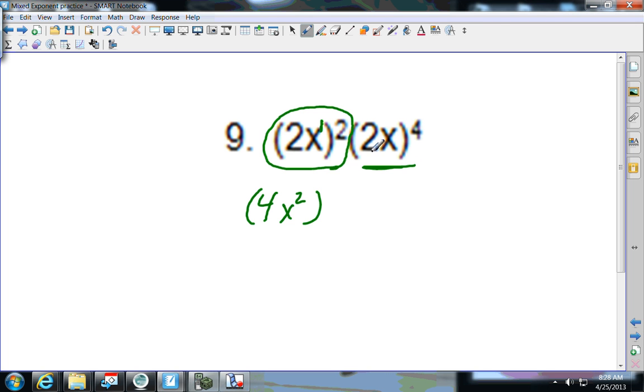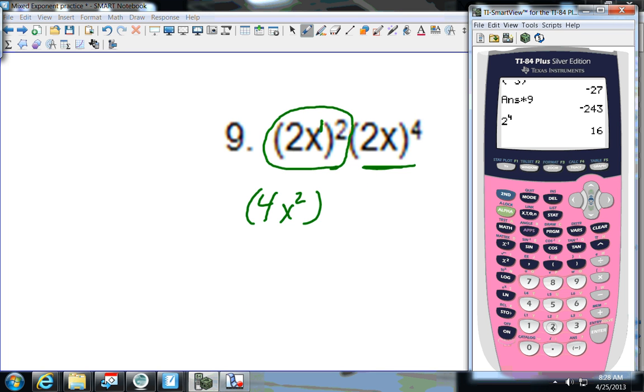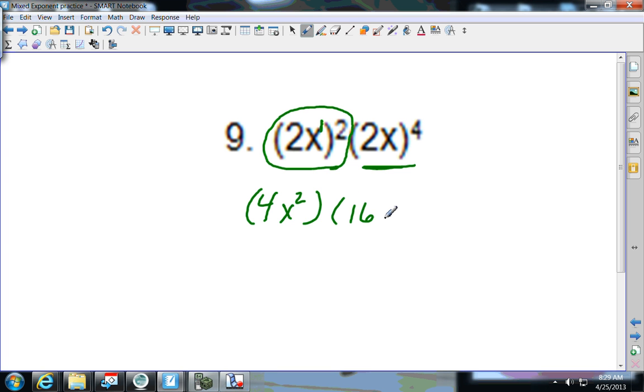2 to the 4th power. So I'll go in the calculator and put in there 2, caret 4. The biggest mistake is people tell me it's 8. That's not it. It's 16 because it's 2 times 2 times 2 times 2. So it's 16 x to the 4th. Now multiply 4 and 16. You get 64. And you'll add the exponents. x to the 6th. This is your answer.